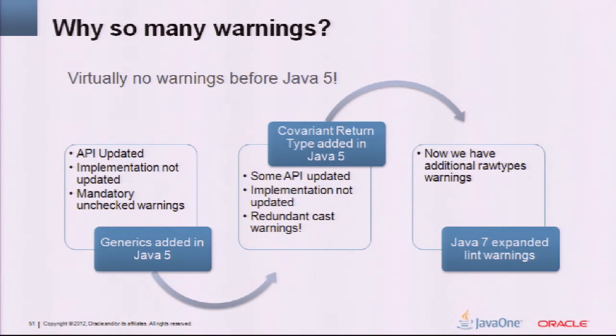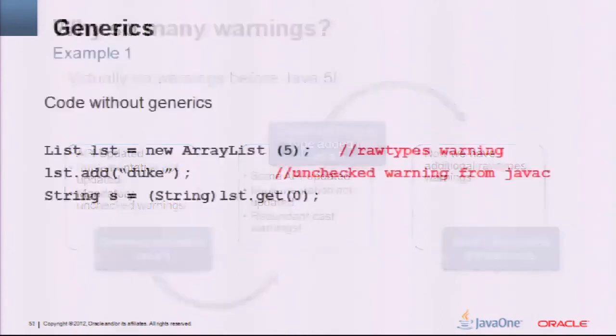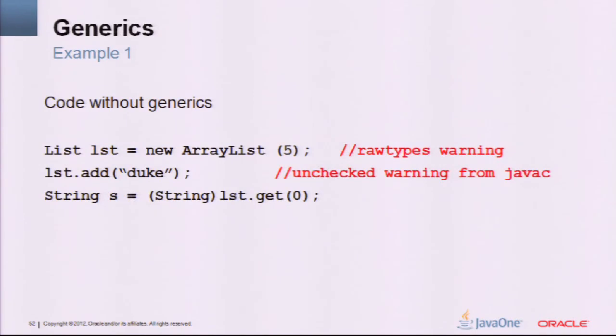So we are trying to fix these warnings. Some of the examples that I spoke about before are from what we came across and how we solved those problems. And now I'll be talking about some of the examples in generics that we came across. Just to give you a background, if you have code of this kind, something similar to what we saw a few slides back, you have a list lst, and you are assigning a new array list to it. You are adding a simple string to it, Duke, and then you're retrieving back the string that you added just before this line, and you're casting it to string.